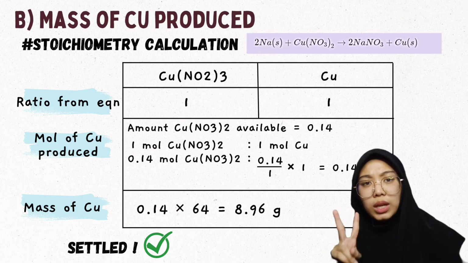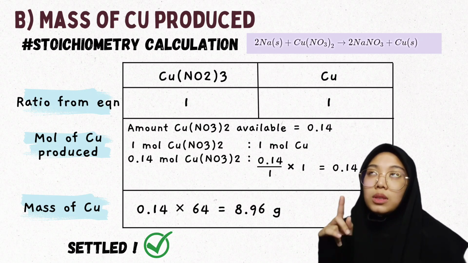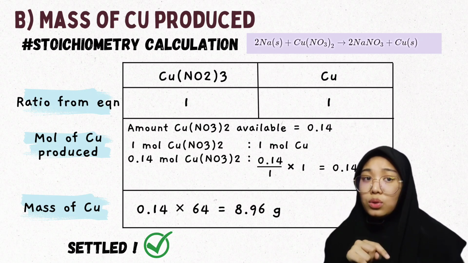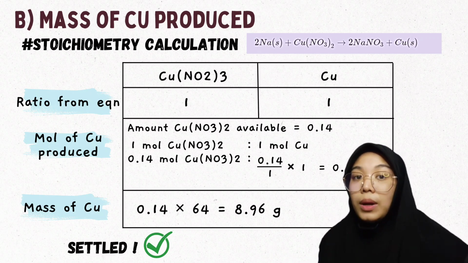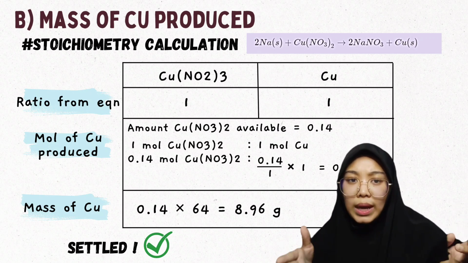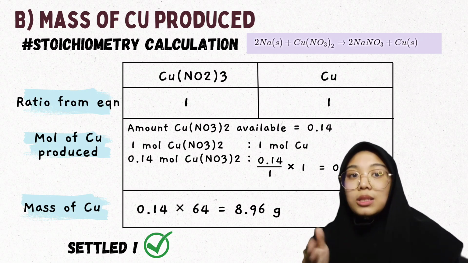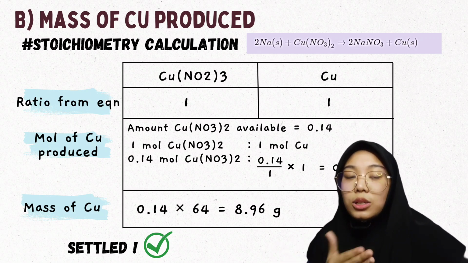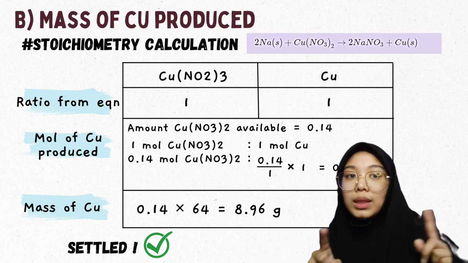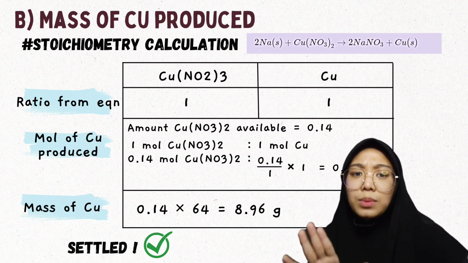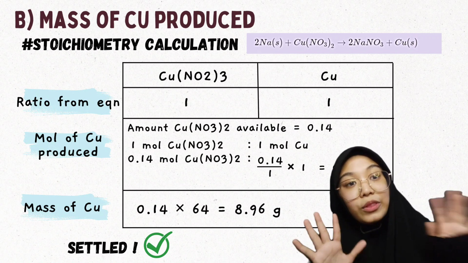If 1 mole of copper 2 nitrate producing 1 mole of copper, then how many mole of copper would be produced if 0.14 mole of copper 2 nitrate were used? So 0.14 mole divided by 1 mole of copper 2 nitrate and multiply with 1 mole of copper. We will get 0.14 mole. But it's not the answer. The question asks for the mass. So we will convert the answer to the mass. To convert, we need to multiply mole with molar mass, which is 0.14 times with 64. The answer obtained will be 8.96 grams. And yes, settle for the second part of the question.